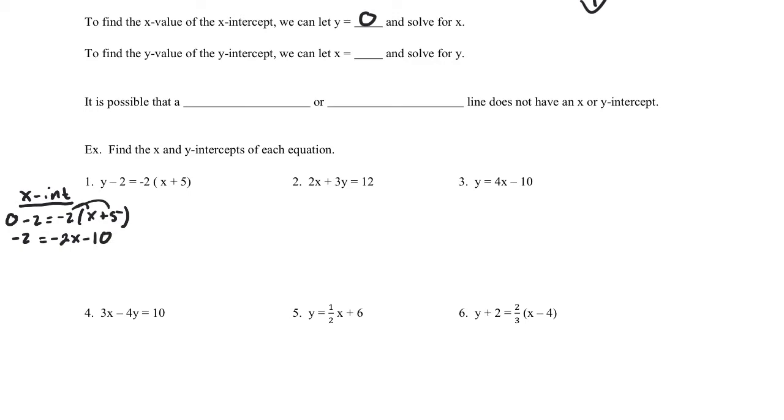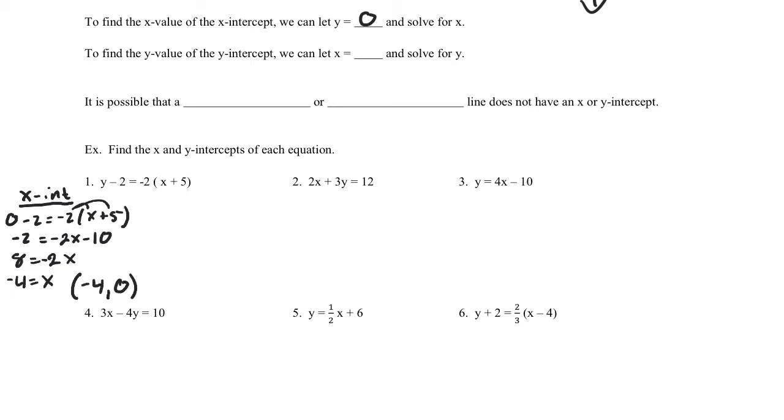And we're going to keep solving. So we're going to add 10 to both sides. We're going to get that 8 equals 2x. And then we're going to divide both sides by 2. We're going to get 4 equals x. Now, that's not my x-intercept. That's just the x value of the x-intercept. Oops, I lost a negative there, so it should be negative 4, sorry. That's just the value of x in the x-intercept. The whole x-intercept is the point (-4, 0).